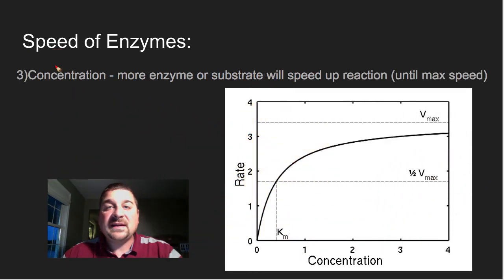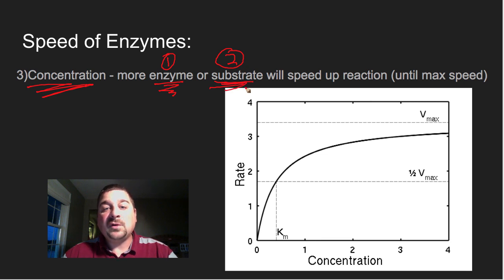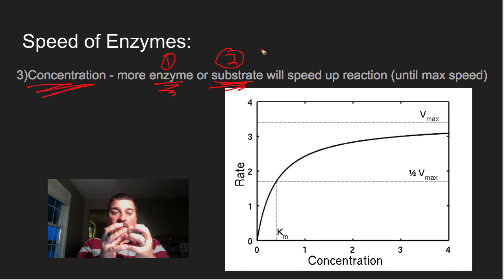Finally, the third thing that affects the speed of an enzyme is concentration. Now, concentration of two things. Number one, concentration of the enzyme that is doing the reaction, or number two, the substrates that are being broken down or built up. So obviously the more enzyme you have, the more reaction you will have. Or if you have just a couple enzymes, if you have more substrate, again, the chance of a collision inside the cell or wherever this is happening is much greater.